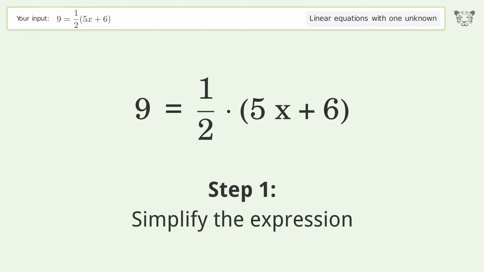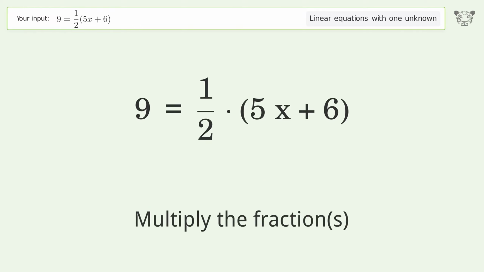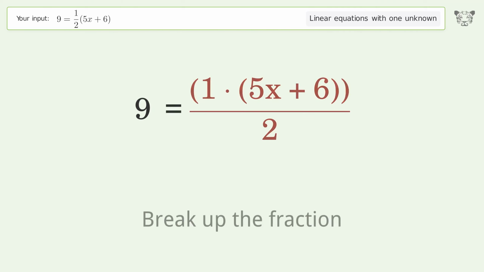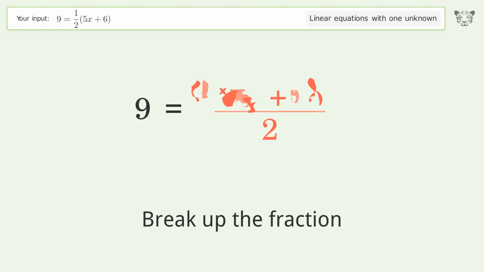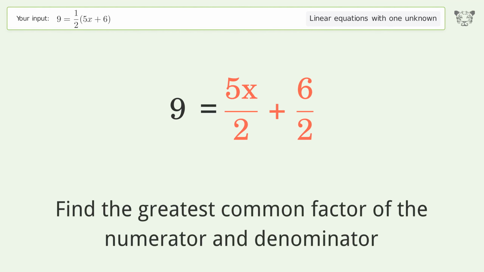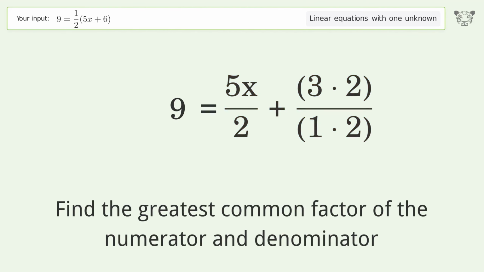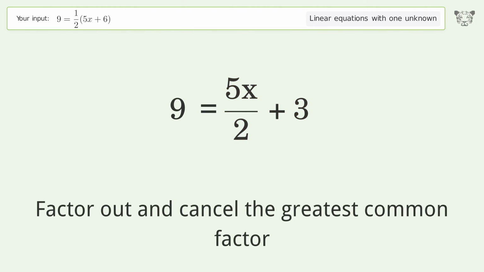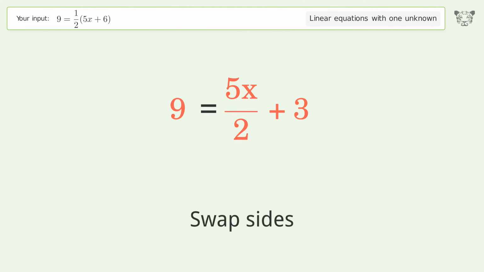Simplify the expression. Multiply the fractions. Break up the fraction. Find the greatest common factor of the numerator and denominator. Factor out and cancel the greatest common factor. Swap sides.